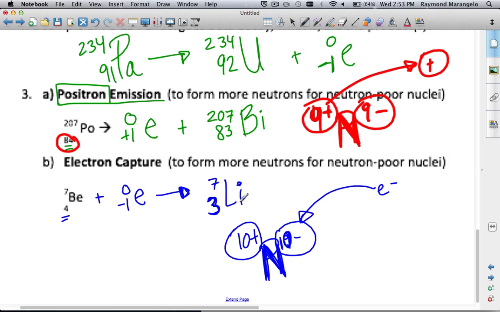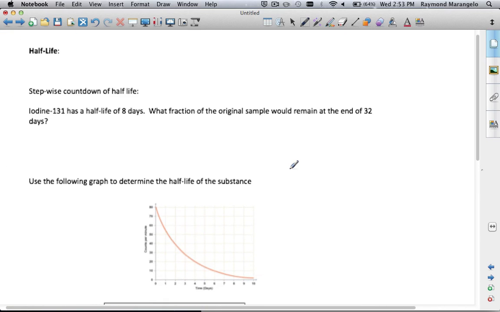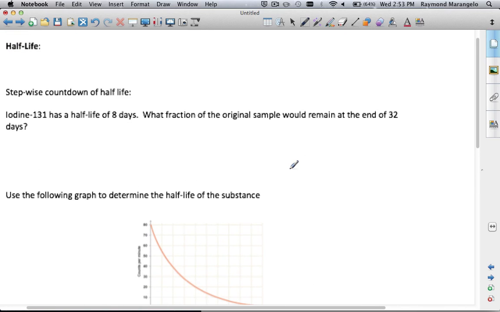All right, last page of the notes. Let's go forward here. All right, this stuff on half-life, this is not on your test. It will be on a quiz, will be on the final, all right, but it's not on the test.